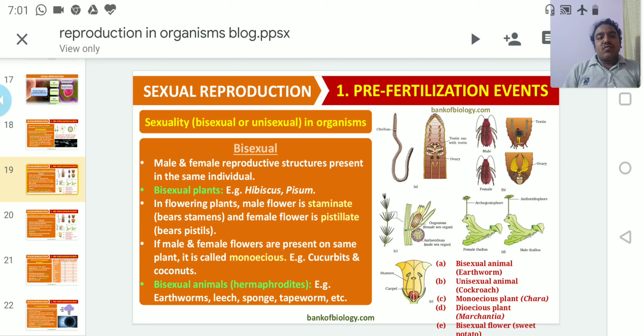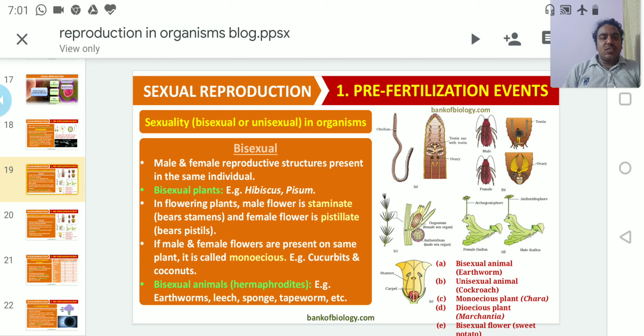And in some cases the flowers bear only female reproductive structures, and those flowers are considered pistillate. But if male and female flowers are present on the same plant, then such plants are known as monoecious. Examples are Cucurbita and coconut.